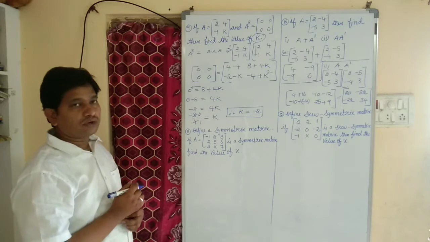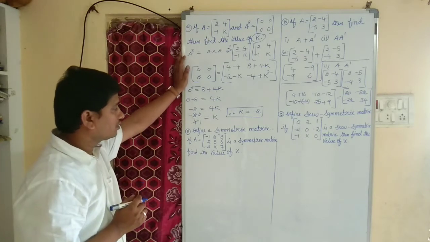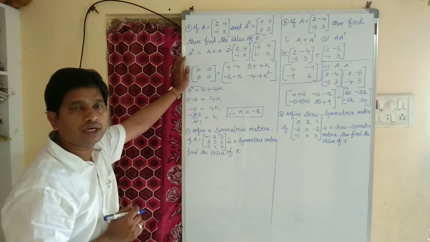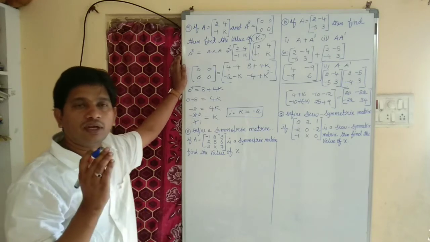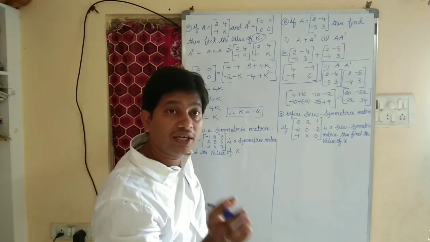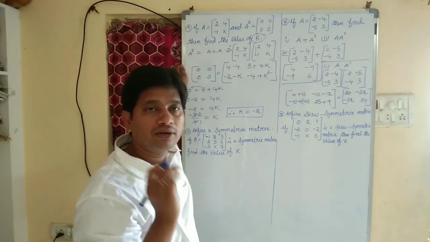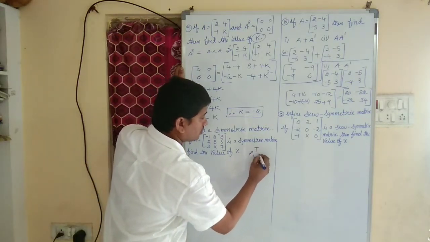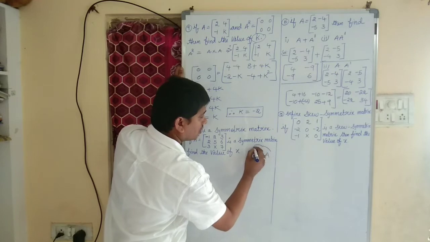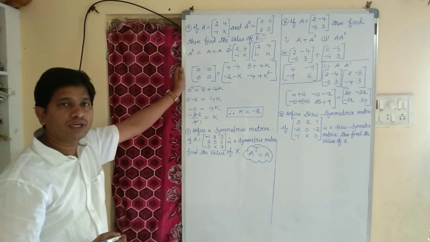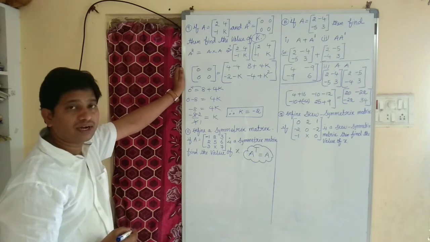Okay. Now coming to the 11th question, define a symmetric matrix. You know what we mean by a symmetric matrix? If A transpose equal to A, then that matrix is said to be a symmetric matrix. What do you mean by symmetric matrix? A transpose equal to A. If A transpose equal to A, that matrix is said to be a symmetric matrix.